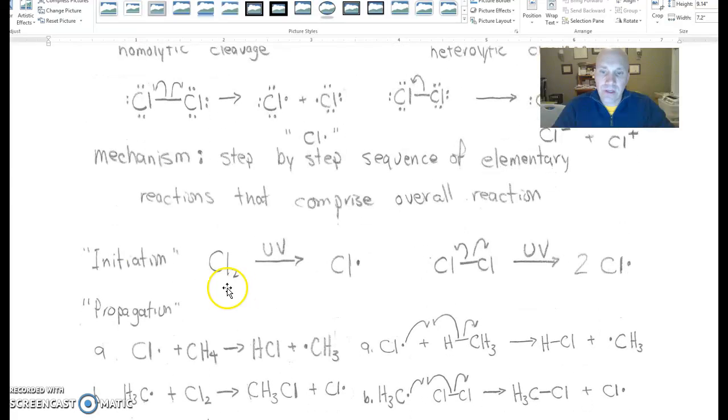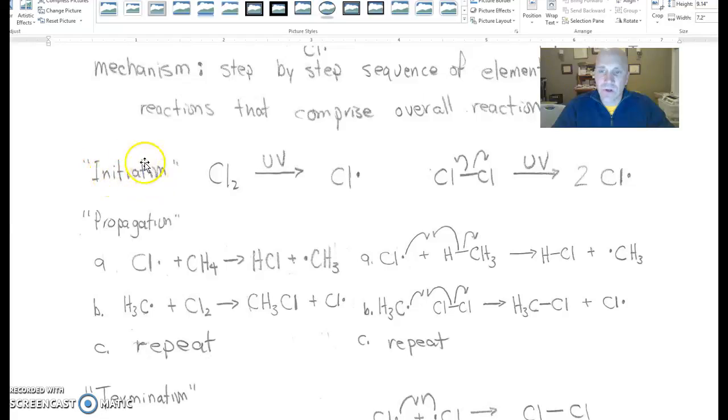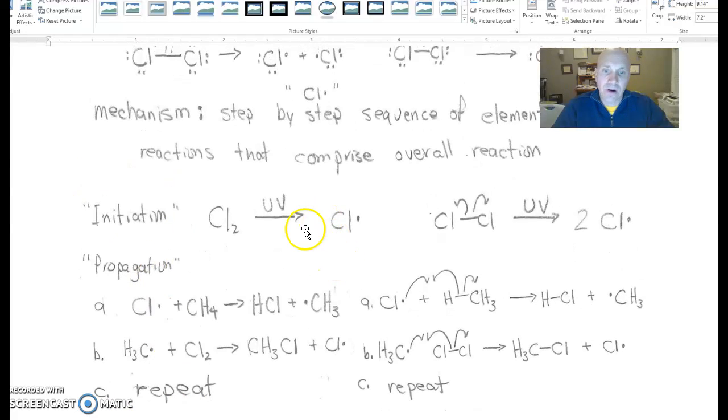What I'm going to do here is there are actually 3 different parts to this mechanism: initiation, propagation, and termination. I'm going to show each one two different ways. I meant to write it here, but if you draw a line straight down through this column, everything on this side is what you'd be expected to know at the SL level, and over here I'm going to be drawing in the arrow pushing, and this would be an HL topic right here.